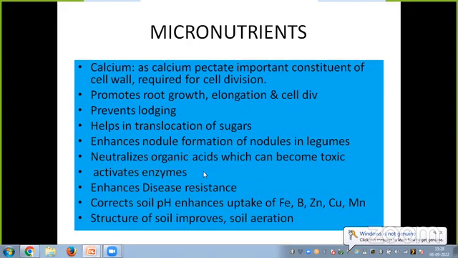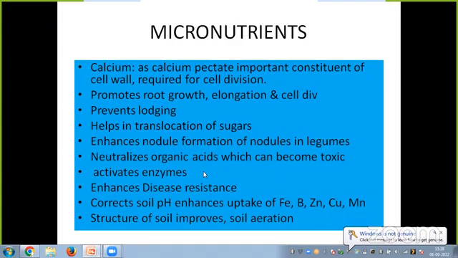Helps in translocating sugars. Translocation means what? Movement of the sugars, carbohydrates, from where? From the leaf, where it is manufactured, to other parts of the plant. Source and sink relationship will be there. Source is leaf, where the sugar is manufactured. Sink will be generally fruit or the roots in case of root crops. So source to sink, movement will be there, and that movement is called translocation of sugars. So micronutrient calcium enhances nodule formation in case of nodules of legumes. Nitrogen fixation, it helps.